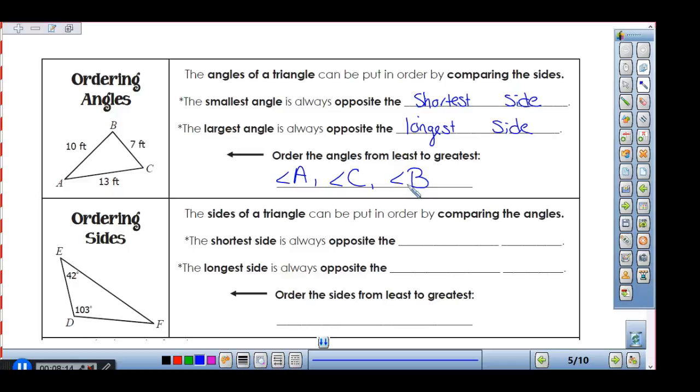And then if we're putting the sides in order, it's just the opposite. The shortest side is across from the smallest angle, and the longest side is opposite the biggest, or the largest, angle.